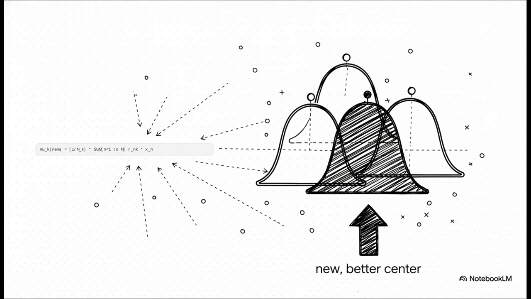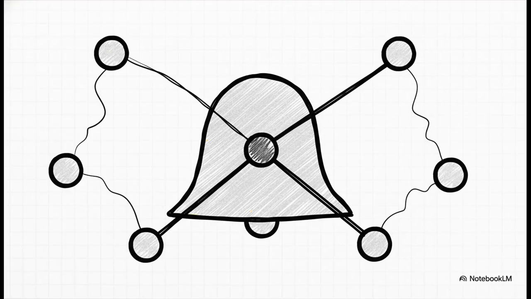This formula you're seeing? This is how the model updates the center, or the mean, of each bell curve. It's basically taking all the data points, factoring in those responsibilities we just calculated, and finding a new, better center for each group. The best way to picture this is like a weighted tug of war. Seriously, every single data point is pulling on the center of all the groups, but, and this is the key, it pulls the hardest on the center of the group it most likely belongs to, the one with the highest responsibility.